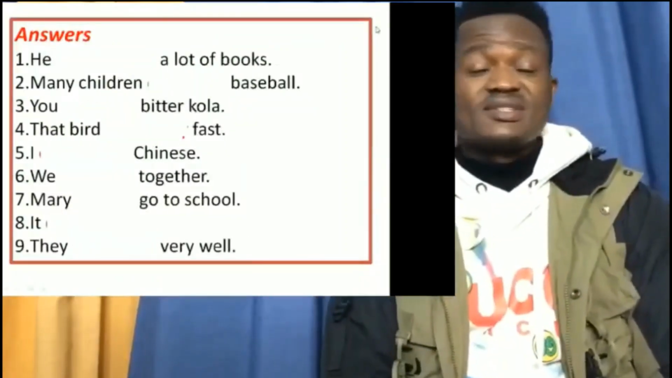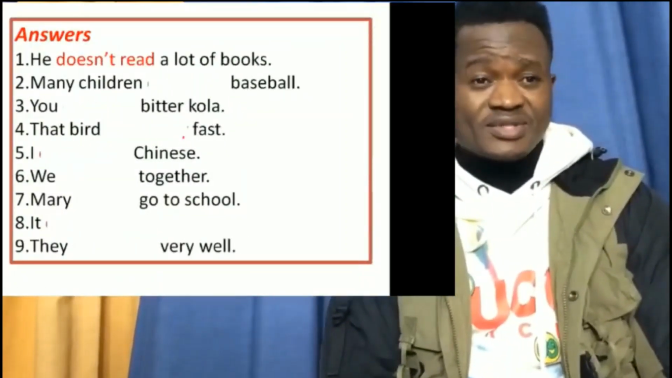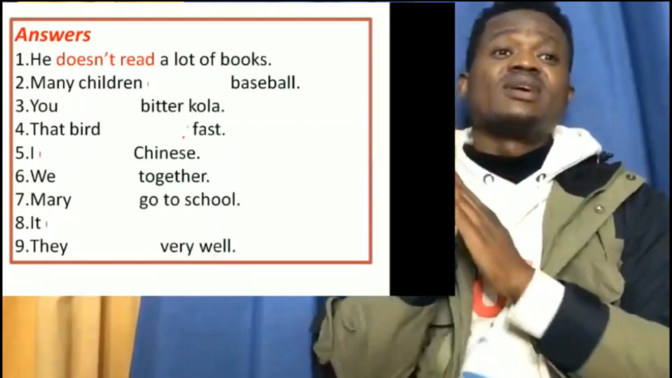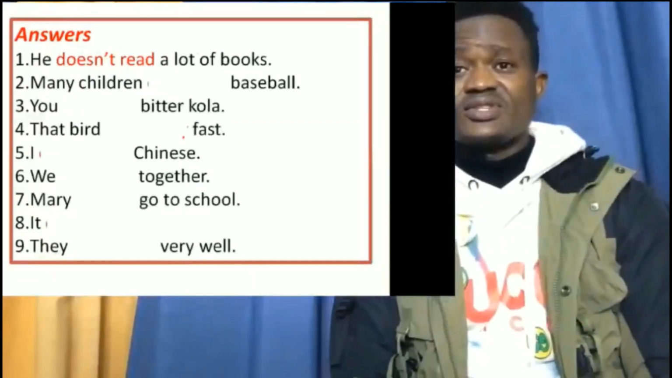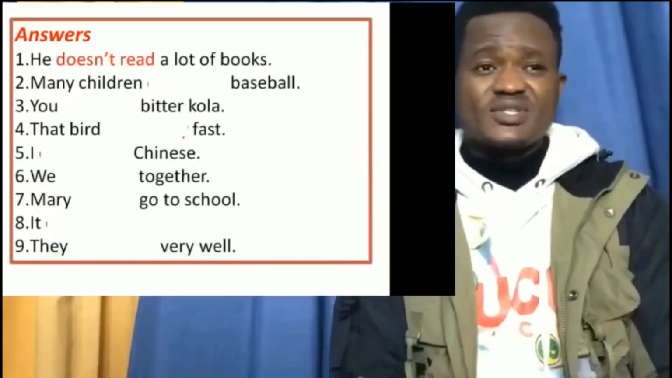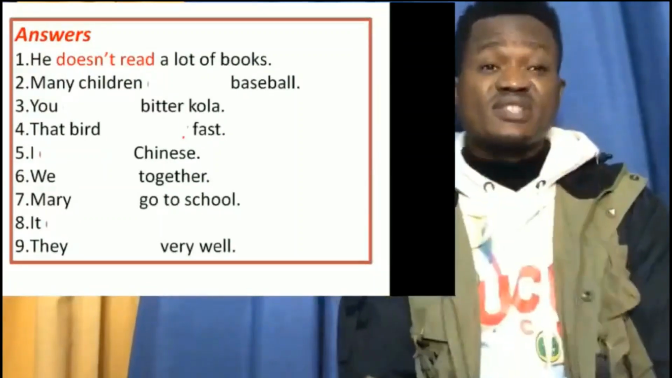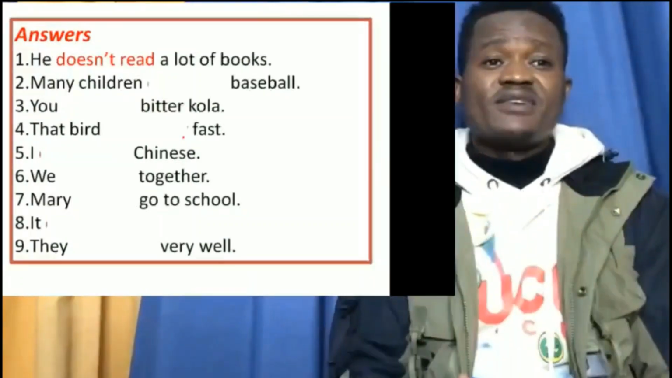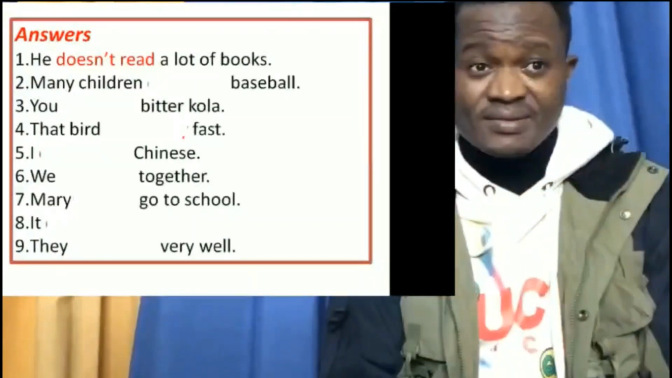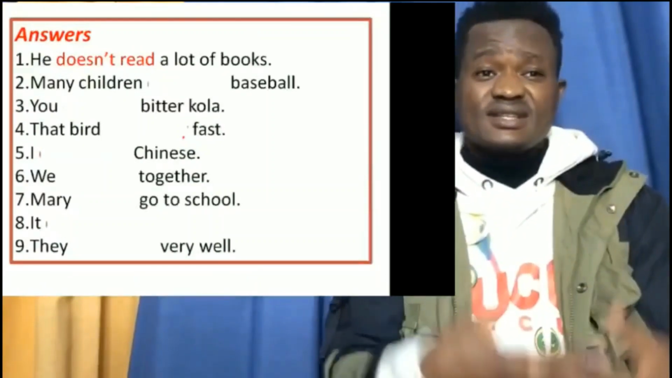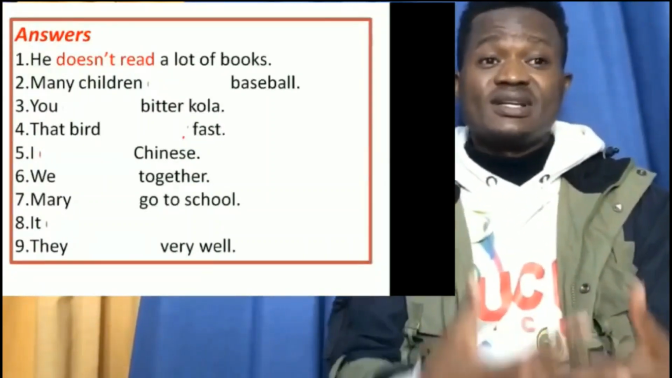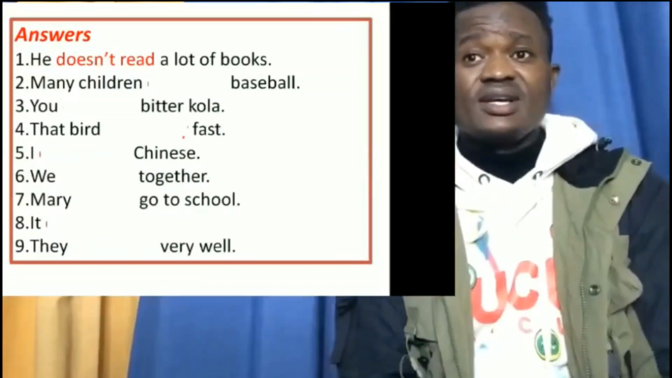He doesn't read a lot of books. So subject verb agreement. He goes with doesn't. So you cannot say he don't. It's wrong. So he doesn't read a lot of books. The main verb here is read. Doesn't is a negative form. So the verb do in a negative form is doesn't.